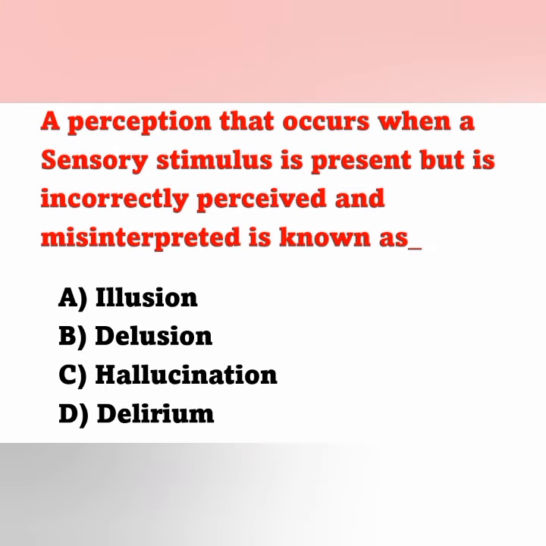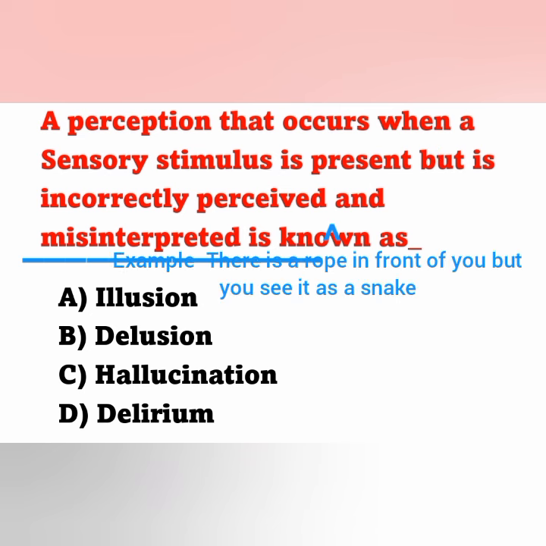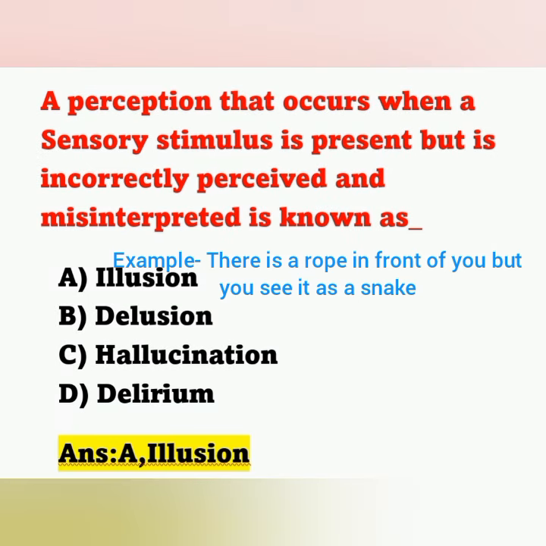Move on to the next question. A perception that occurs when a sensory stimulus is present but it is incorrectly perceived and misinterpreted is known as? Options: A illusion, B delusion, C hallucination, D delirium. The question is, a stimulus is present in front of us but we incorrectly perceive and misinterpret it as something else. That is known as illusion. Option A is the correct answer.